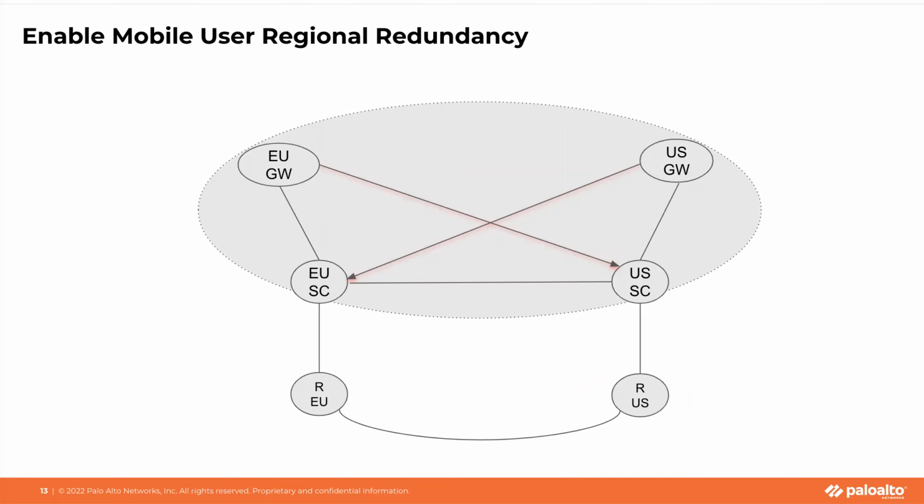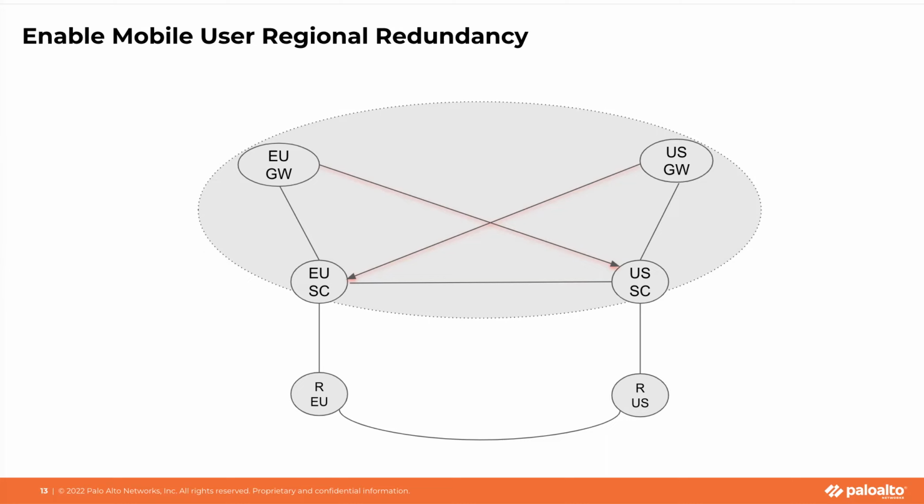Enabling redundancy provides the user more resilient access to resources behind the service connection in a data center or HQ locations. Because a service connection is required for mobile users to access resources from remote networks, users also have more resiliency in accessing resources in remote network locations.